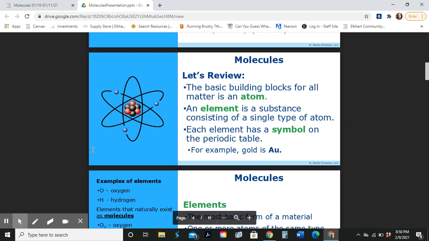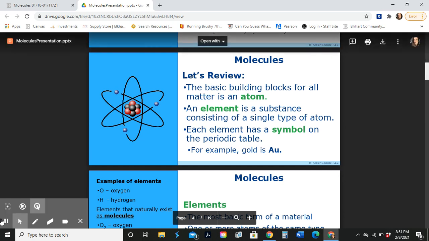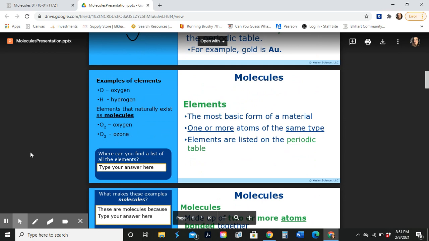Molecules. Let's review: the basic building block for all matter is an atom. An element is a substance consisting of a single type of atom. Each element has a symbol on the periodic table. For example, gold is Au. Elements are the most basic form of a material: one or more atoms of the same type.